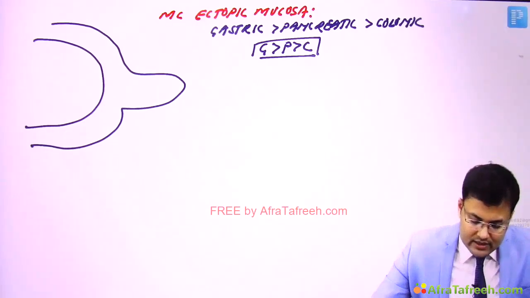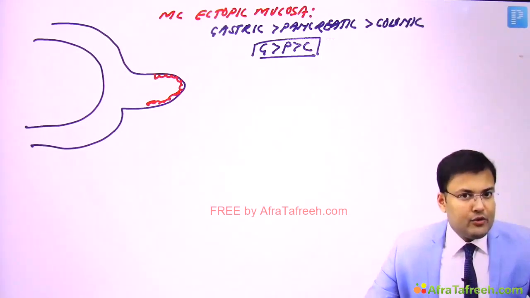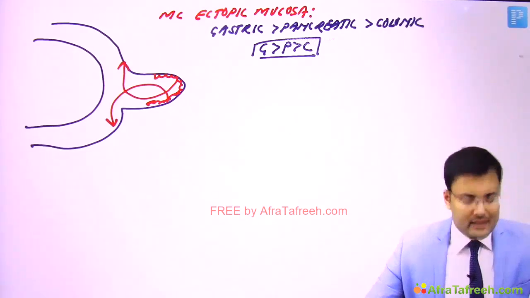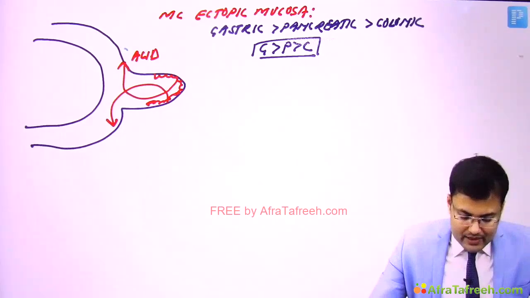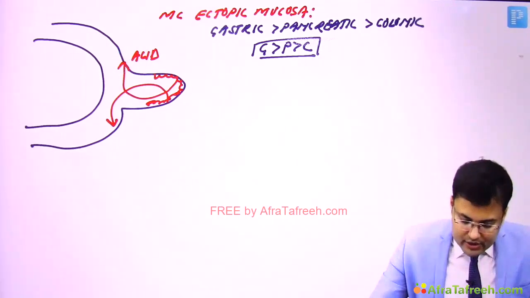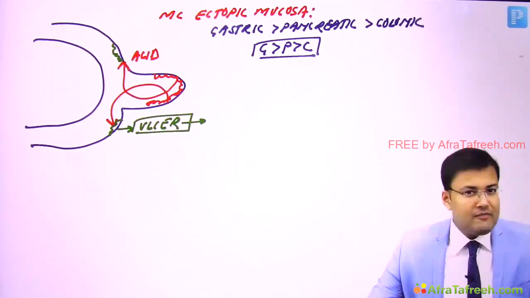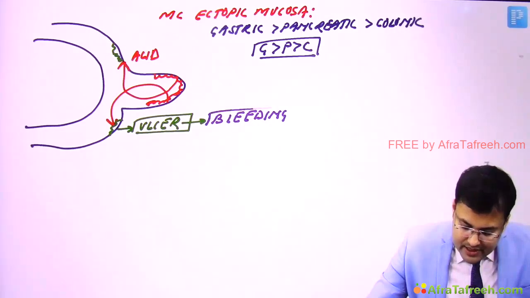If you see, this is the gastric mucosa, ectopic gastric mucosa, and it is going to secrete acid. This acid is going to work in the surrounding, and because of this acid, what will happen? There is formation of ulcer. And if there is ulcer formation, what is the most common symptom of Meckel's diverticulum? It's the bleeding. So the most common symptom of Meckel's diverticulum is bleeding.